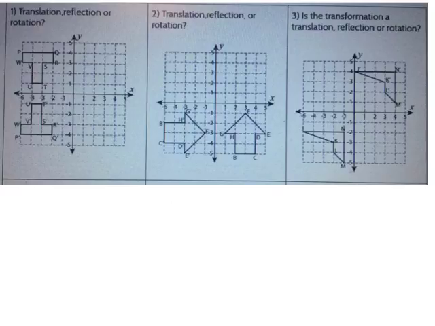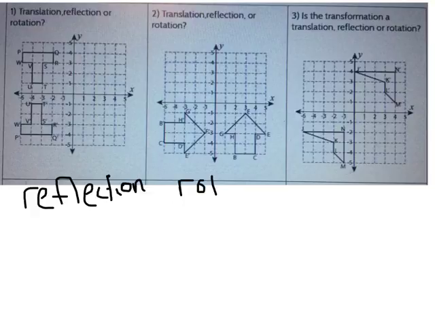Let's start with our do now. Does number 1 show a translation, reflection, or rotation? It shows that that shape has been reflected over the x-axis. That's a reflection. Let's look at number 2. Does number 2 show a translation, reflection, or rotation? It shows a rotation. Let's look at number 3. Does number 3 show a translation, reflection, or rotation? It shows a translation.